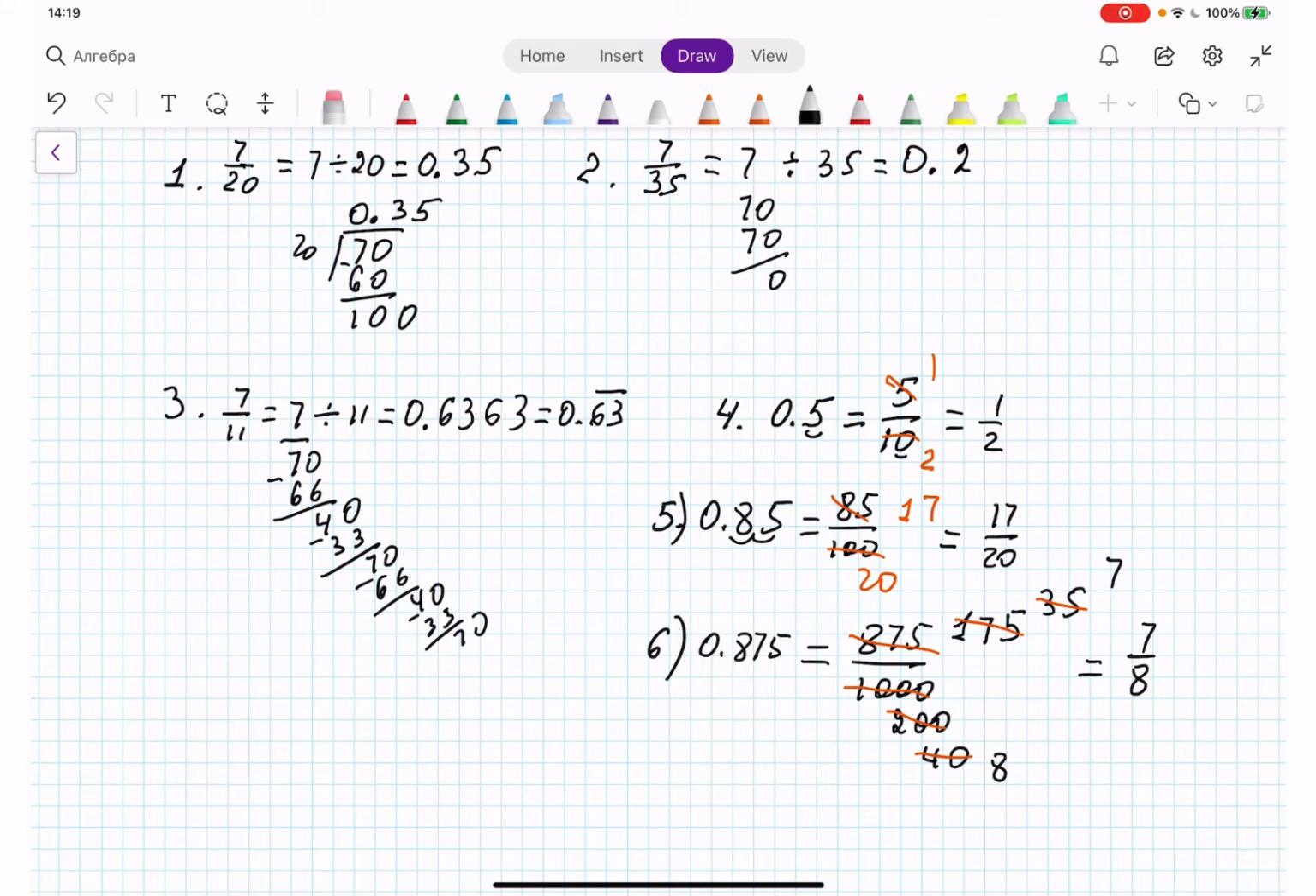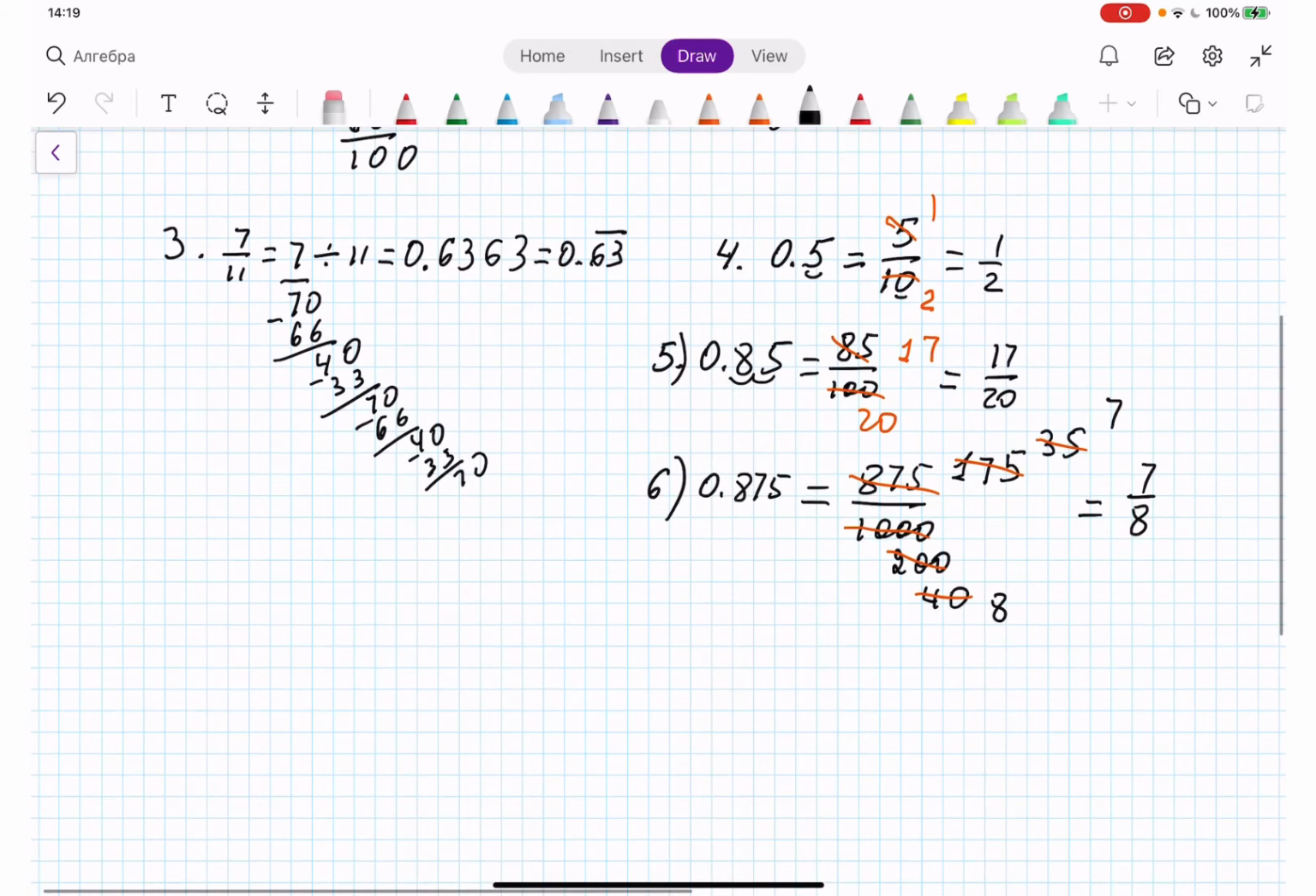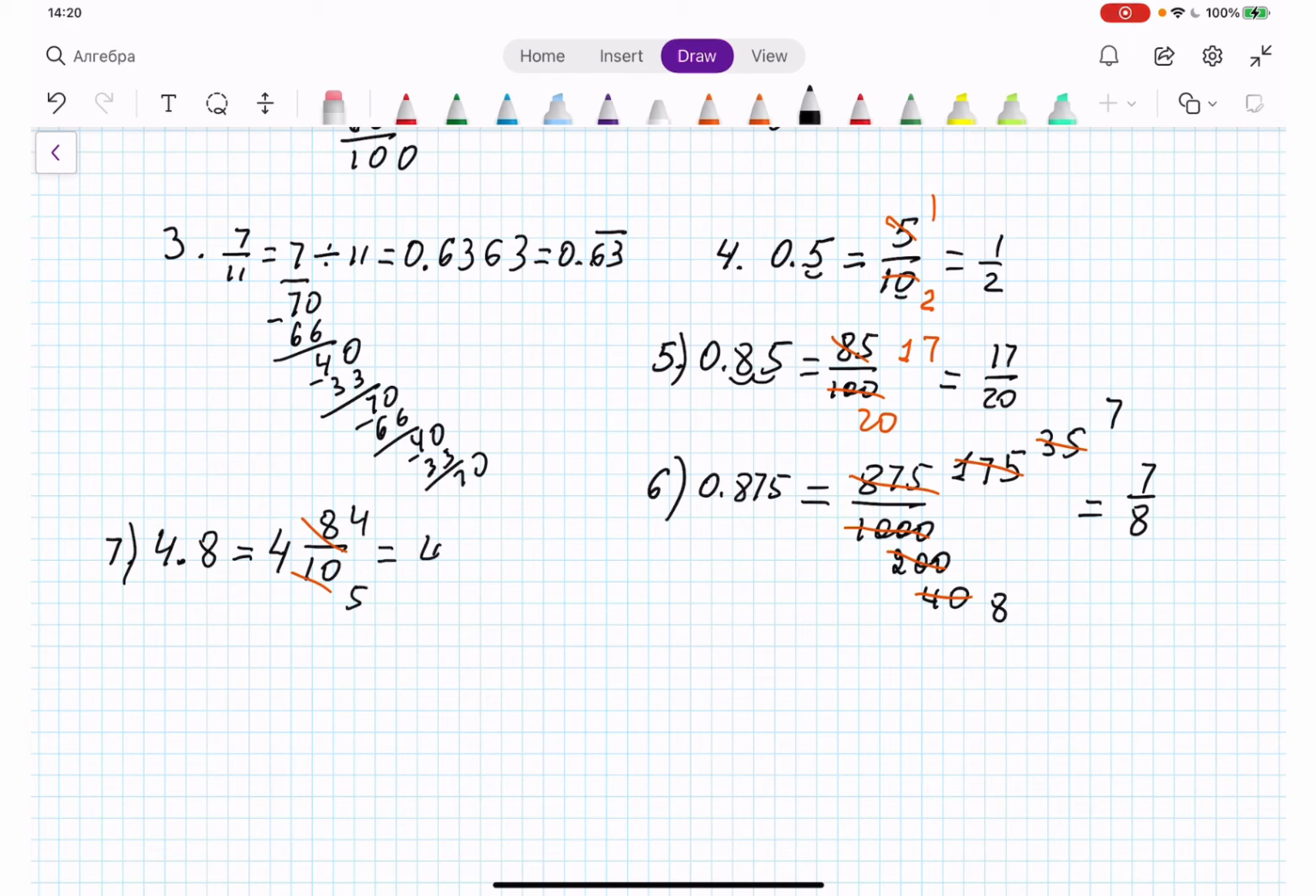Next one, what do we have to do? Again, decimal. Question number 7. We have 4.8. Here is a different story. We have the whole number 4, so we put 4 here. And 8 is 1 decimal place, so we put 8 over 10. Let's reduce. We can reduce by 2, right? Here will be 4, here will be 5. And we get 4 and 4/5. Or you can put it as an improper fraction, 24 over 5. One way or another.